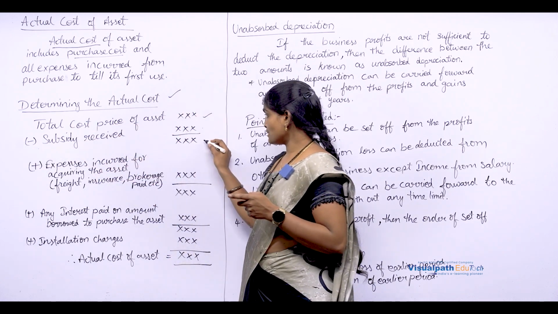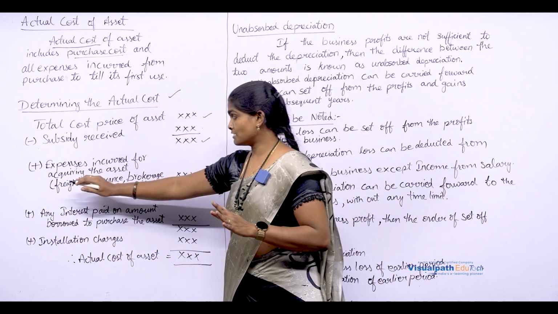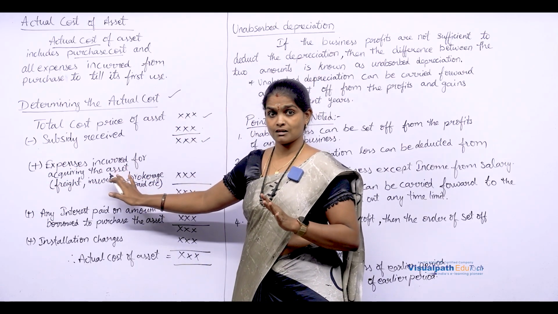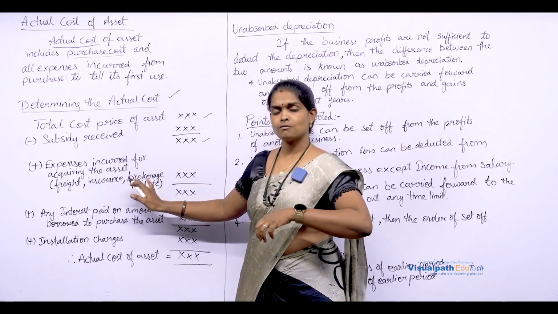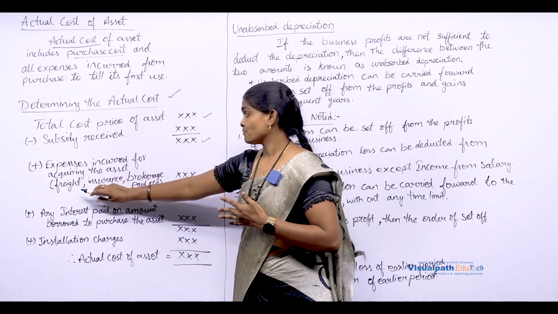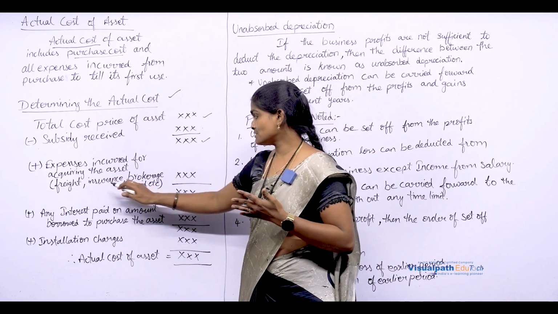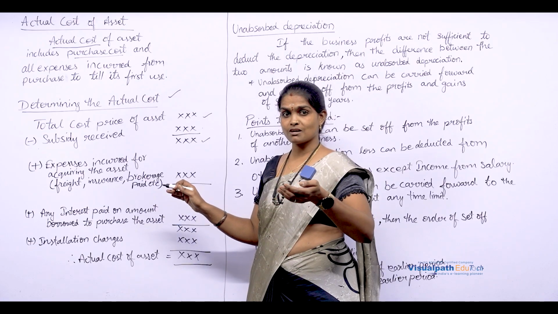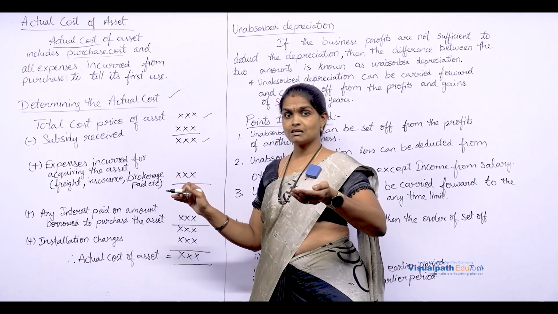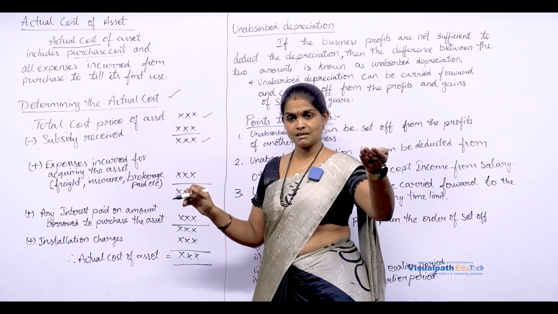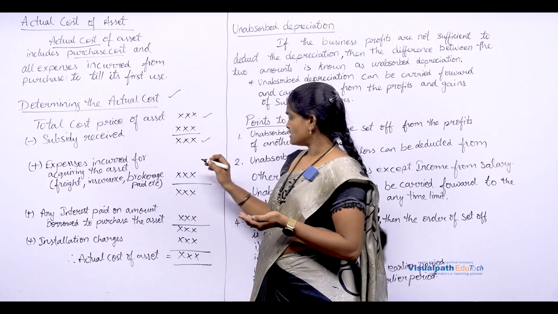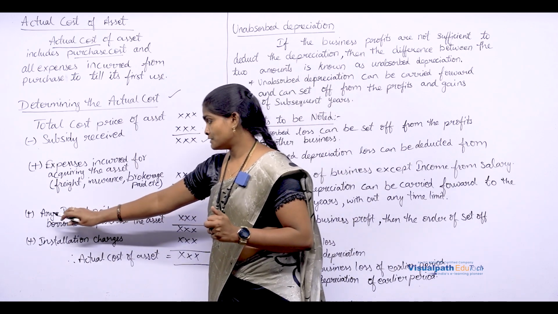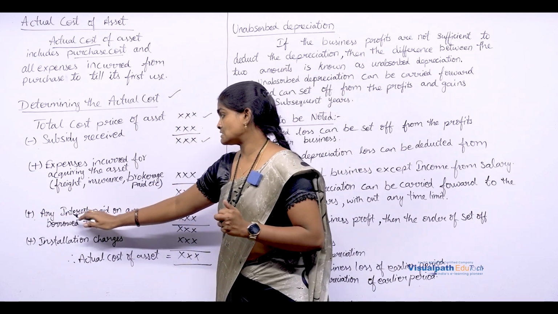Clear? After deducting the subsidy, you will add all the expenses incurred to acquire the asset. What all expenses will be spent? Freight, insurance, brokerage, etc. These are all expenses incurred while getting the asset to your place. So those expenses will be added. Clear? After adding that, next comes interest.